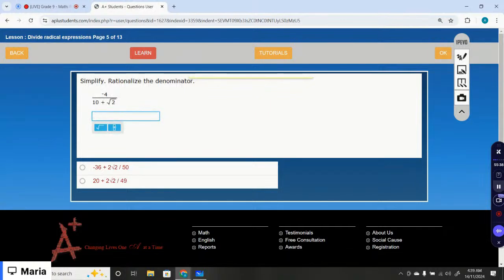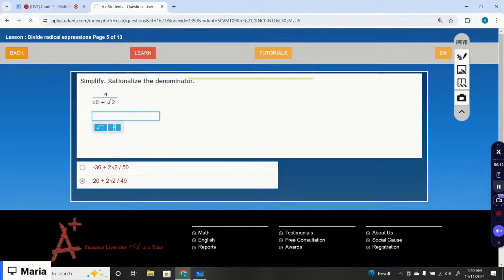Okay, the next one is simplify. So, which is the correct option? But you are not given the correct option over here. Okay, yes, you divide by the 2. Option number 2 is the correct option. Okay, you can complete the lesson by yourself later today.